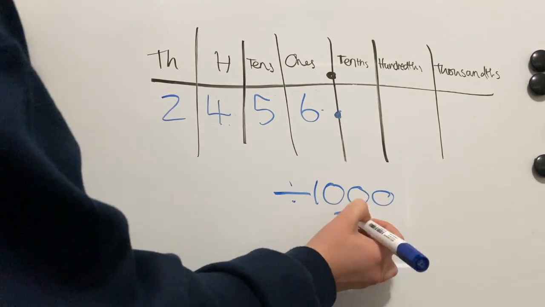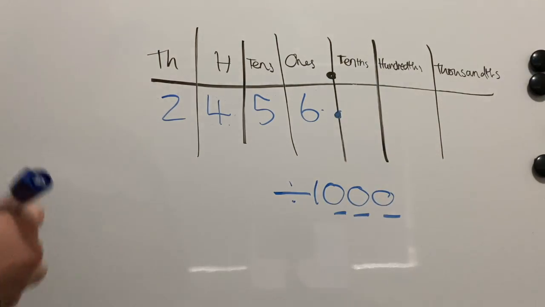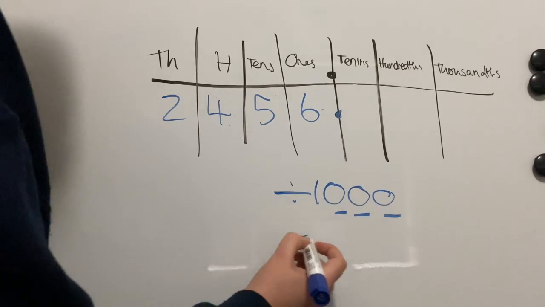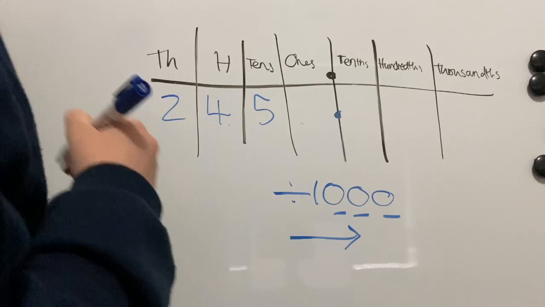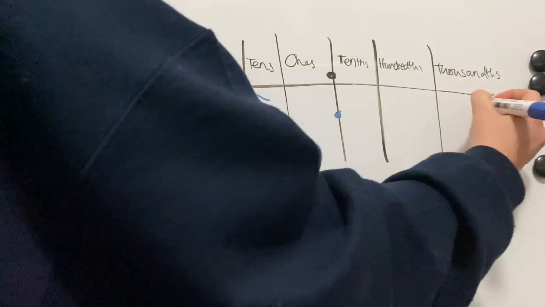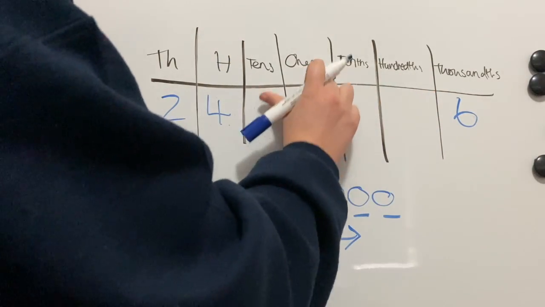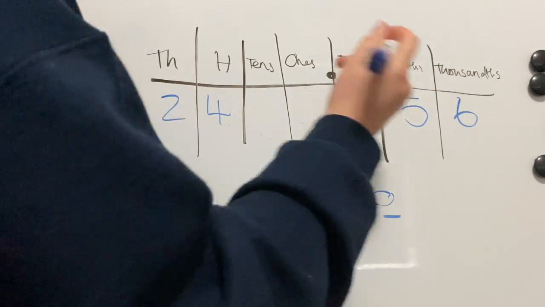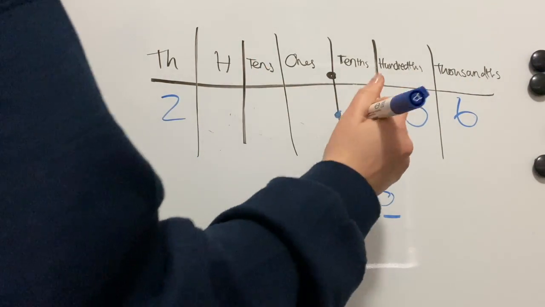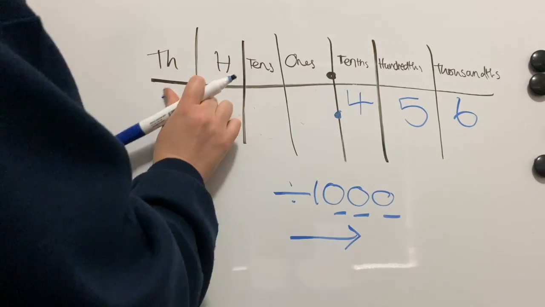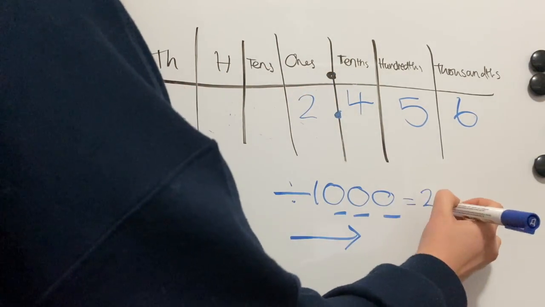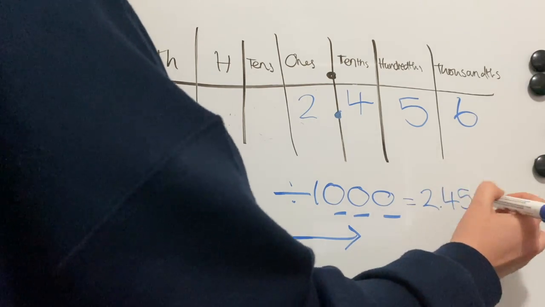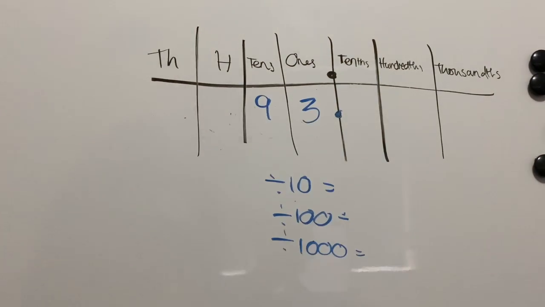There are 3 zeros, so we're going to move each digit 3 place value columns to the right. So 6 goes from 6 ones, becomes 100 times smaller to 6 thousandths. 5 tens becomes 5 hundredths. 4 hundredths becomes 4 tenths. And 2 thousandths becomes 2 ones. 2.456. My next example is with the number 93.